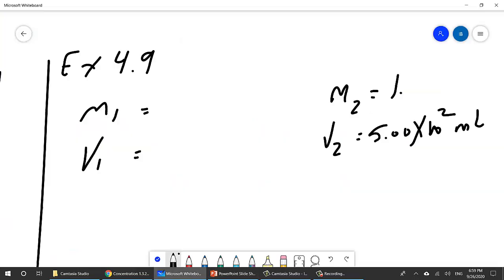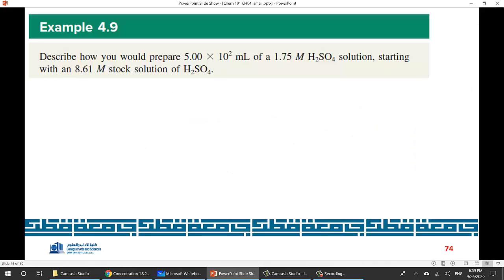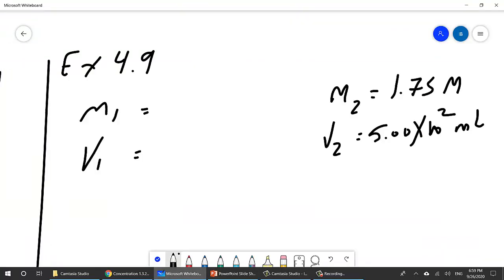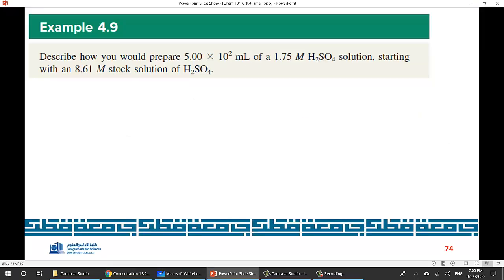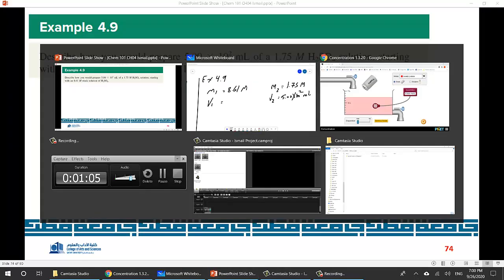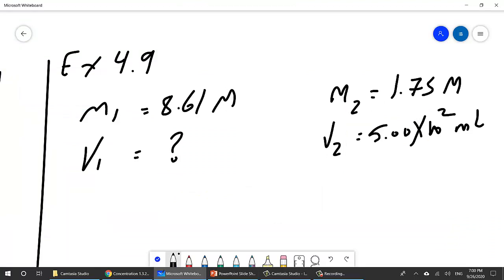Sometimes it's confusing for students to determine which one is M1 and which is M2. Starting with, that means M1. This is 8.61, that's your M1 molar. And of course, since it says describe how you would, that means V1 is missing. So you can tell we are going from a concentrated sample, 8.61, a high concentration, into a low concentration. This is the diluted sample. So that's an easy question.